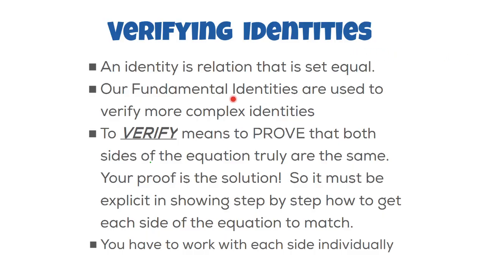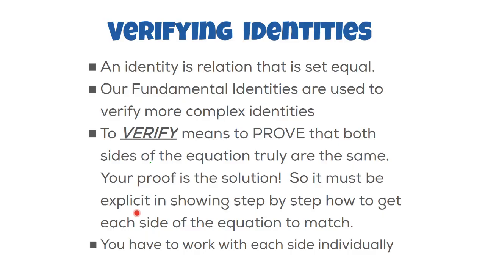We're going to use our fundamental identities to verify more complex identities. So it's not going to say sine x equals sine x. It's going to be way fancier than that. But we're going to use those Pythagorean identities and quotient identities and stuff to reduce these down to where it does maybe say sine x equals sine x. And so to verify means prove that both sides of the equation truly are the same. So your proof is the solution.